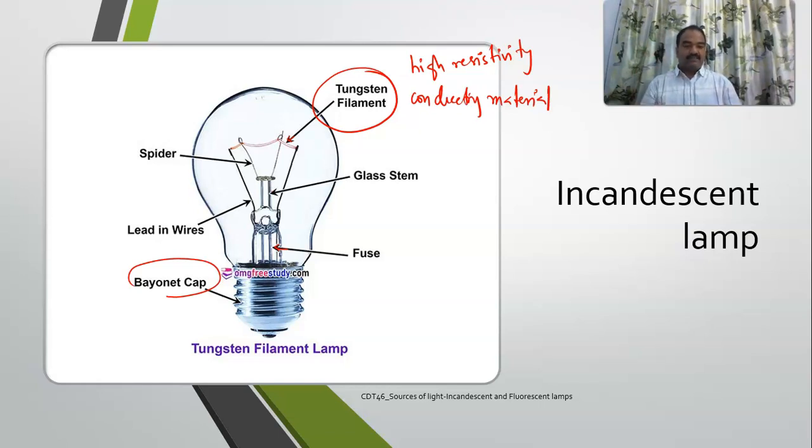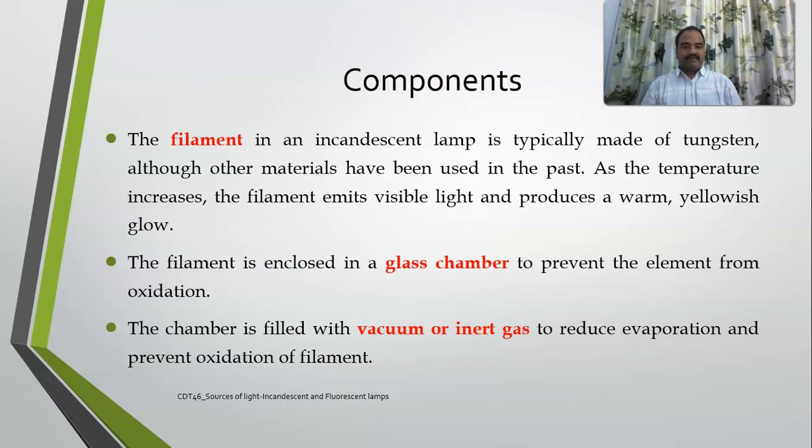Okay, so this is the principle of the incandescent lamp. The filament is generally made of tungsten, even though other materials have been used, but tungsten is a good material, a very high resistivity material. As the temperature increases, because of the amount of heat being generated, this tungsten filament emits visible light and produces a warm yellowish glow.